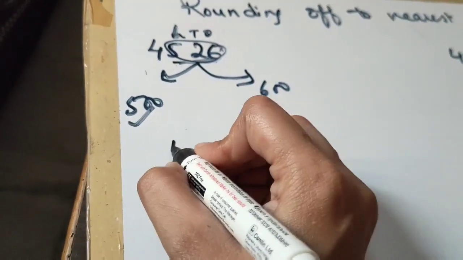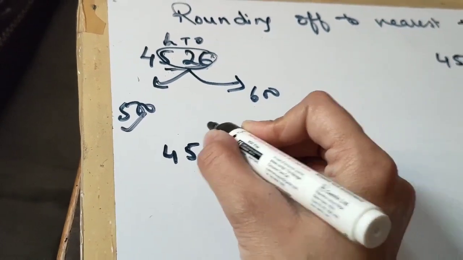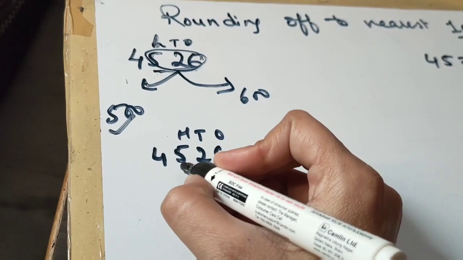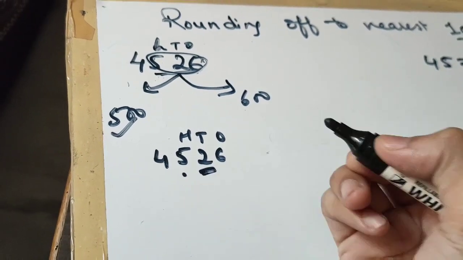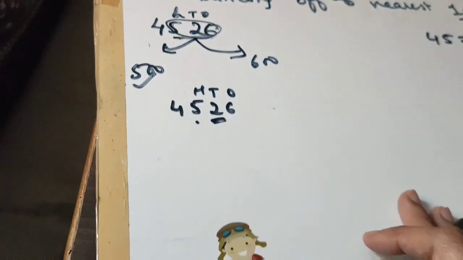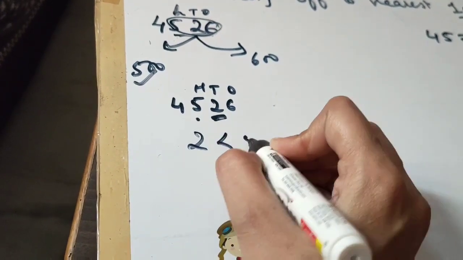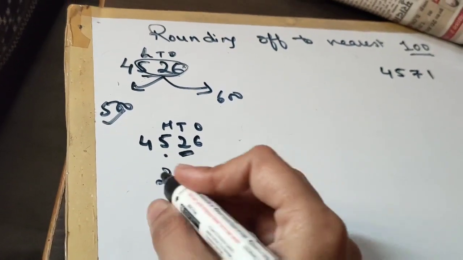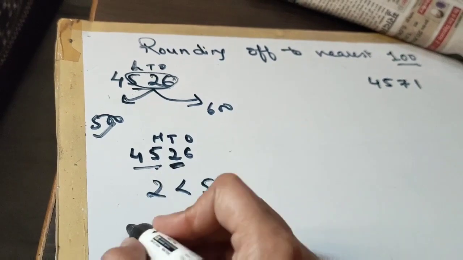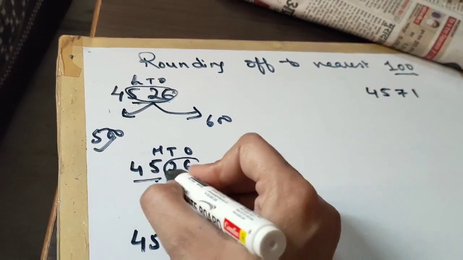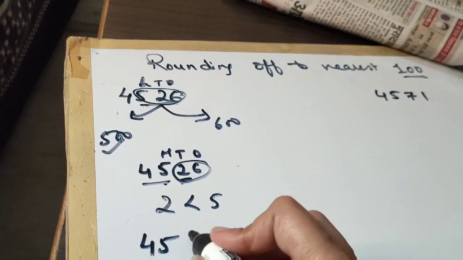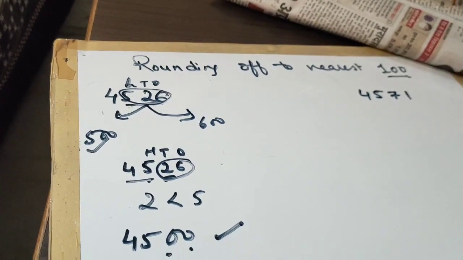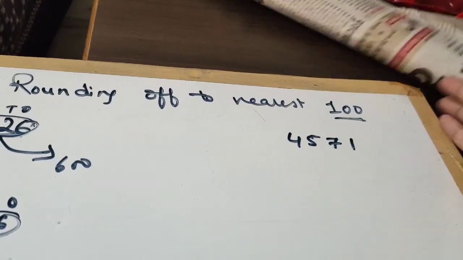Now how to solve? 4, 5, 2, 6. This is ones, tens, 100. Whenever we are doing rounding off to 100, we have to check the tens place. So 2 is less than 5. So we will not jump, we will not add anything. So it will be the same number, 4, 5. But in the place of ones and tens, there will be 0 because we are rounding off to 100. So there will be 00. We got the answer.